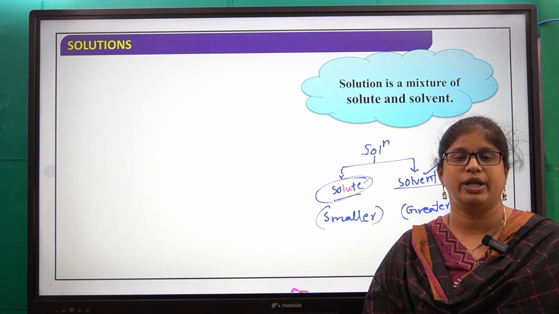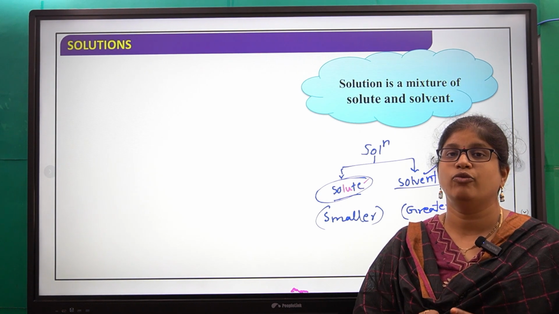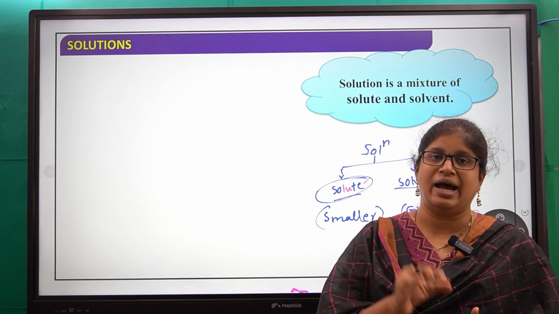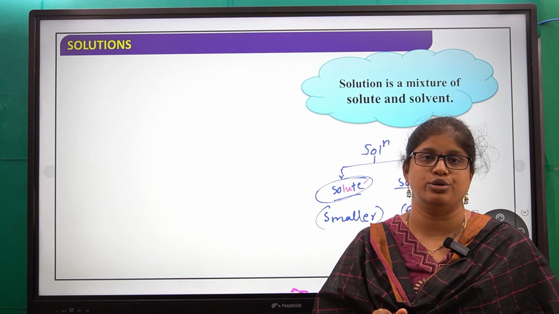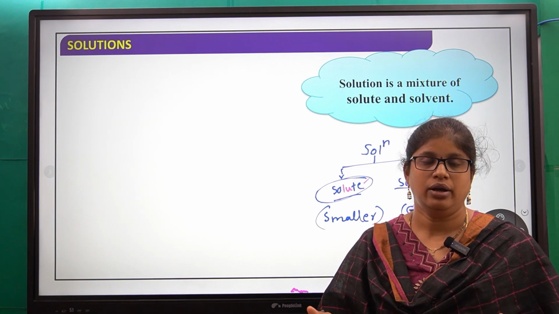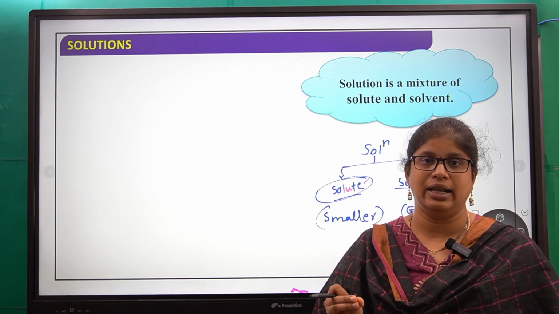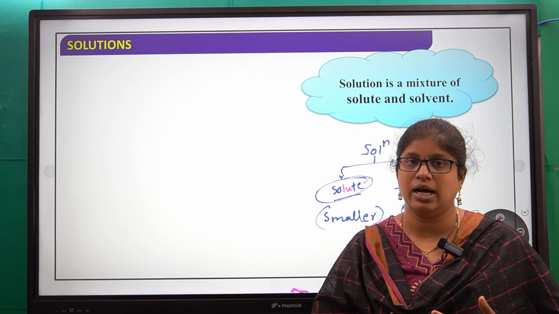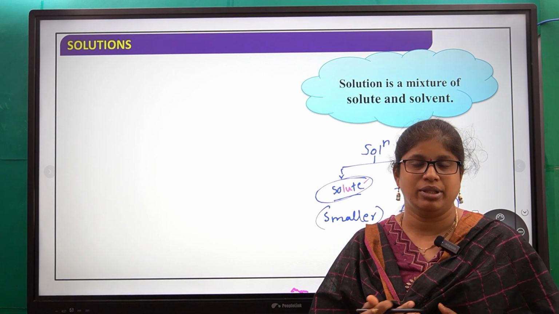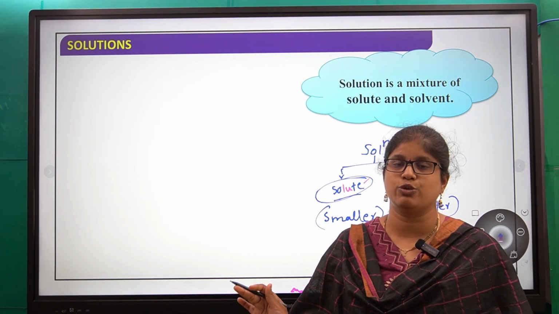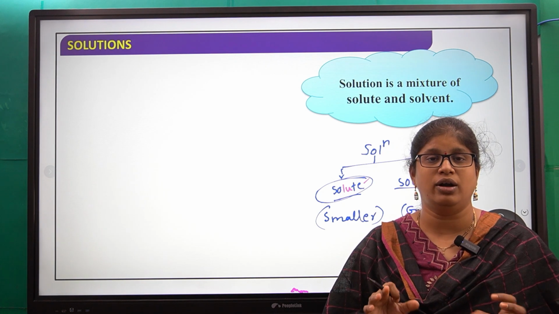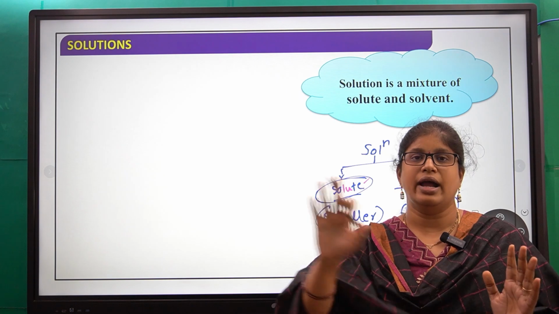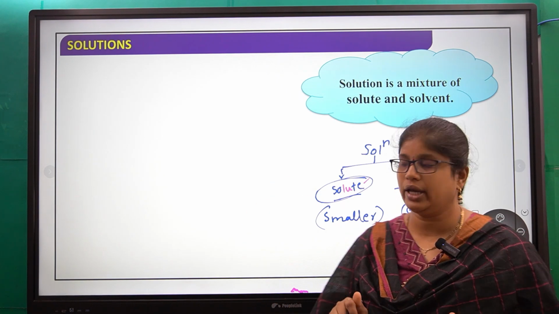For example, lemonade. Here we take water in large quantity, right? So water is the solvent and whatever you add to that water is called solute, like salt, sugar, and lemon juice. We are adding lemon juice to the water, so even that lemon juice is called solute. Lemon juice, salt and sugar, and if you add something else for further taste, those are also called solutes. Why? Because all these are in smaller quantity compared to water. So here water is the solvent and all the remaining are solutes.